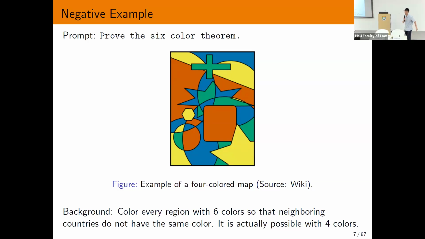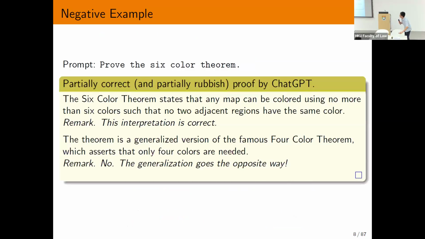Actually, if you know anything about this, 6 colors is very generous. You can actually do it in 4 colors. This picture shows you can do it in 4 colors. And in general, you can always do it in 4 colors. It's a famous theorem, but very difficult to prove. So I asked ChatGPT if it knows how to prove this 6-color theorem.